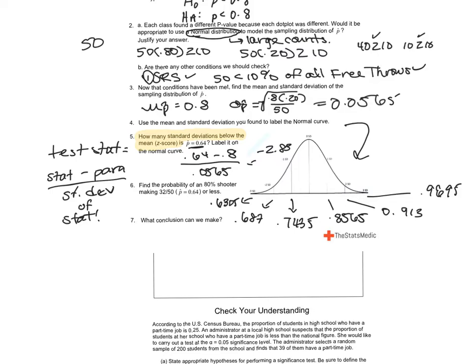Okay, so let's look at our picture for a second. Where would that be? Well, that's going to be somewhere down here. And I want to shade, I said P was less than 0.8, so I want to shade over here. Okay, so bad job on my part, but that's okay. So find the probability of an 80% shooter making 32 out of 50 or less.